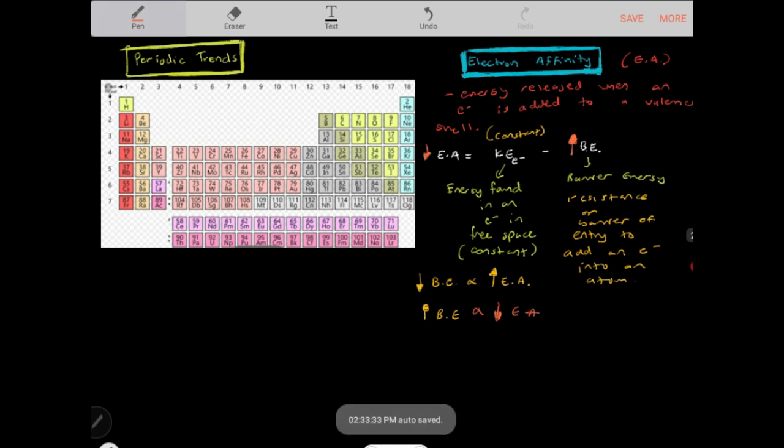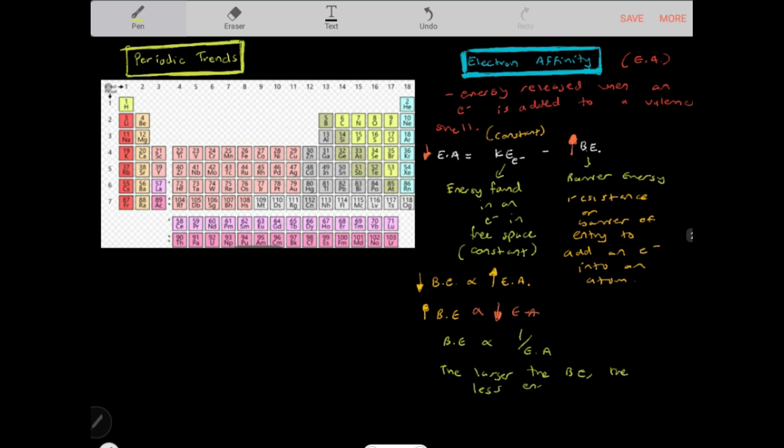Right, so you can understand that the barrier energy and electron affinity is inversely proportional. Okay, and what this means is that if there is more resistance, right, the larger the barrier energy, right, the less energy that is released, and vice versa.